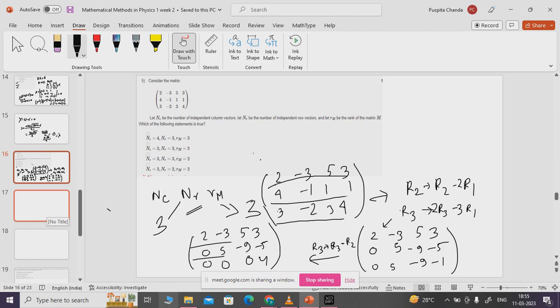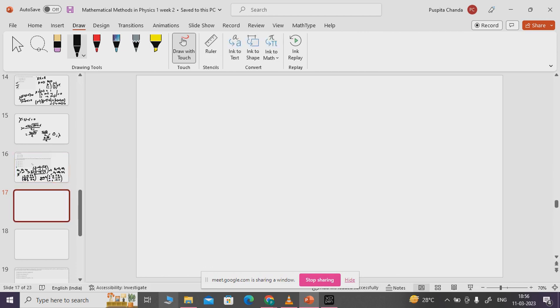Now we have to calculate the independent column vectors. So for column vectors, this is our matrix. Sorry. 2 minus 3 5 3.